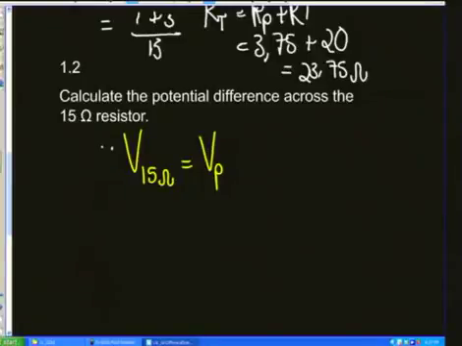Notice what I've done here, grade 12s, is I've labeled this 15 ohms and parallel. Because if I just go V equals V, what are we referring to? What are we trying to get to? And if we don't write down where we're trying to get, it becomes very, very difficult.